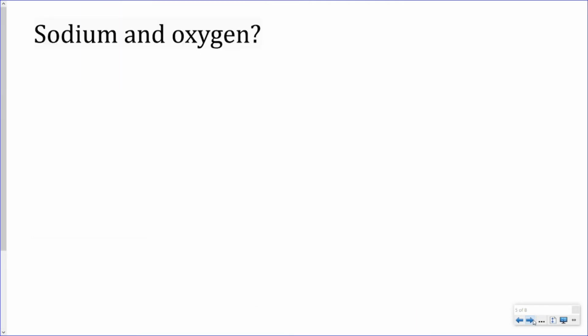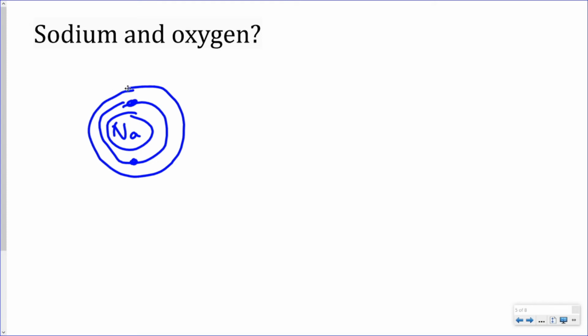Let's try another example. What about sodium and oxygen? So we're going to do the same thing here. Sodium's atomic number is 11, so it has 11 electrons. 2 in the first orbit, 8 in the second orbit. I'm going to cheat here a little bit and know that it's filled, so I'm going to pair them up, even though I should do one around and then go around a second time. And that gives us a total of 10, so we need one more.